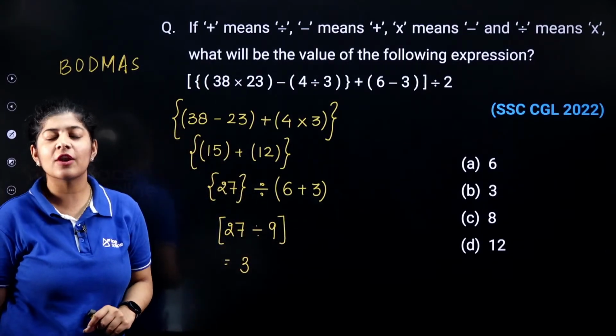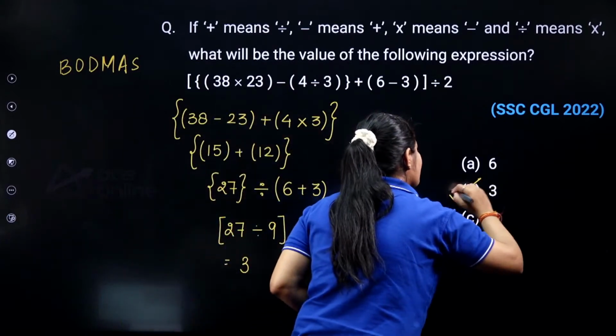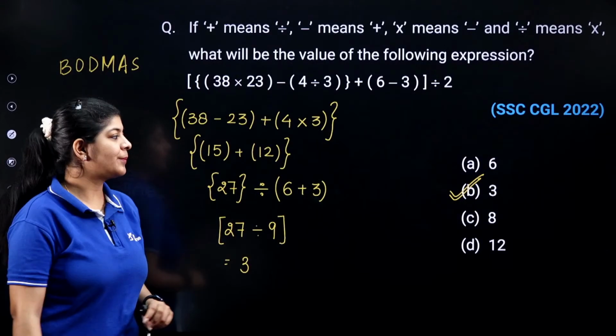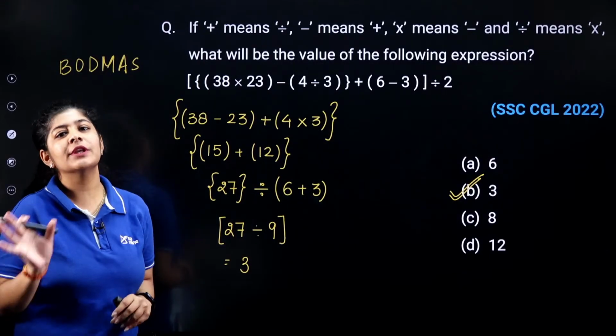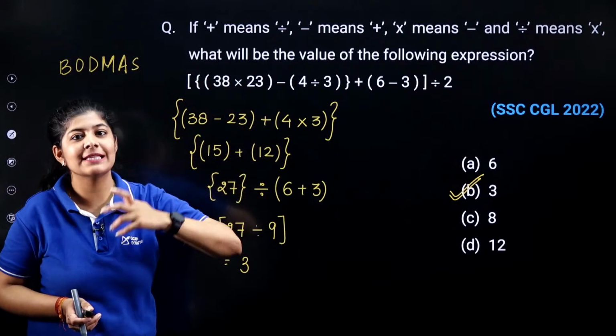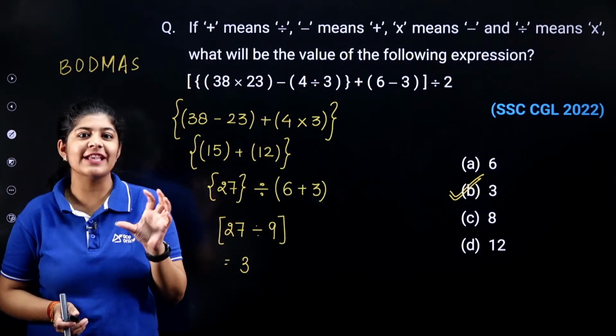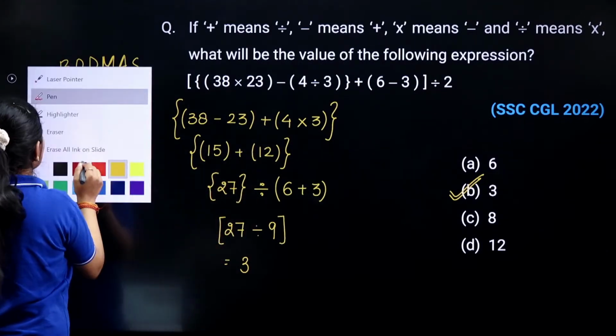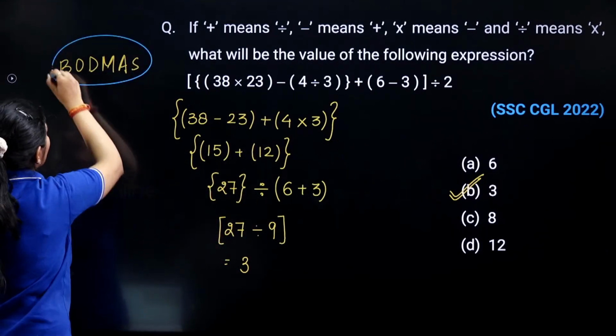Do we have this in our options? Yes. So option B is the correct one. 3 is the correct answer. Option B is the correct one. All we need to do is change our mathematical signs as per the given codes or the given instruction, and meanwhile take care of the rule of BODMAS.